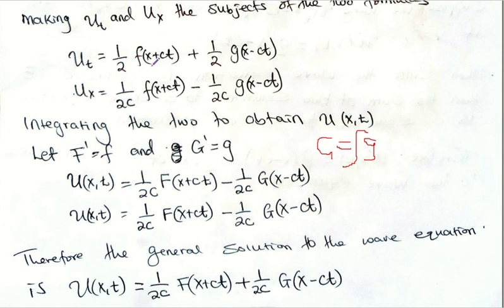So this is where the trick is in integrating this, and now we get 1 over 2c F of x plus ct minus 1 over 2c G of x minus ct. So this is supposed to be a plus? I think it's supposed to be a plus. No, not a plus, actually, because when we are integrating here, we get negative c. When you divide by it, it changes this plus to a negative. So it's a negative. Whatever I've written is correct.